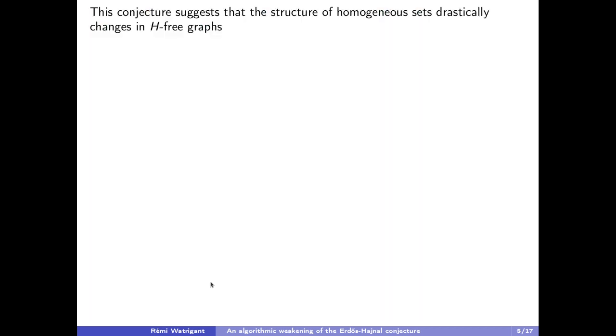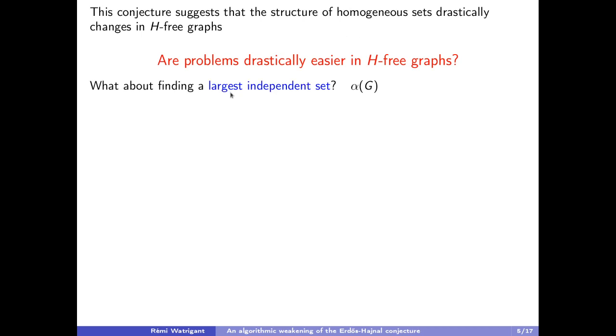So the Erdős–Hajnal conjecture suggests that the structure of homogeneous sets drastically changes in H-free graphs. A natural question is: are problems drastically easier in H-free graphs, and in particular problems related to the finding of homogeneous sets? So for instance, finding a largest independent set. Alpha of G denotes the size of a largest independent set.